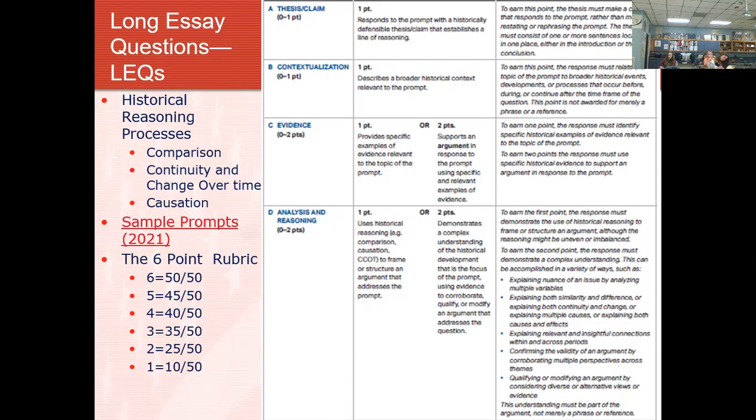Thesis should also be the last part of the introduction. It always is, and you should restate it in the conclusion. And we'll talk about why later on. The next part of your essay is called contextualization. It describes a broader historical context relevant to the prompt. So ready? I'm going to give you a context. I want you to tell me if it's right.